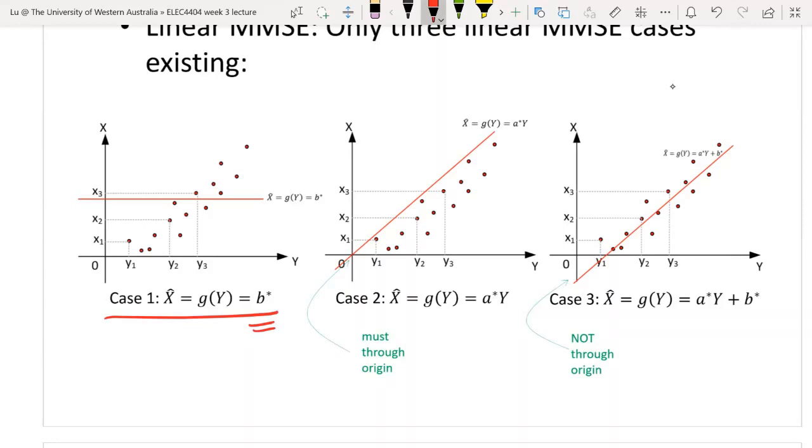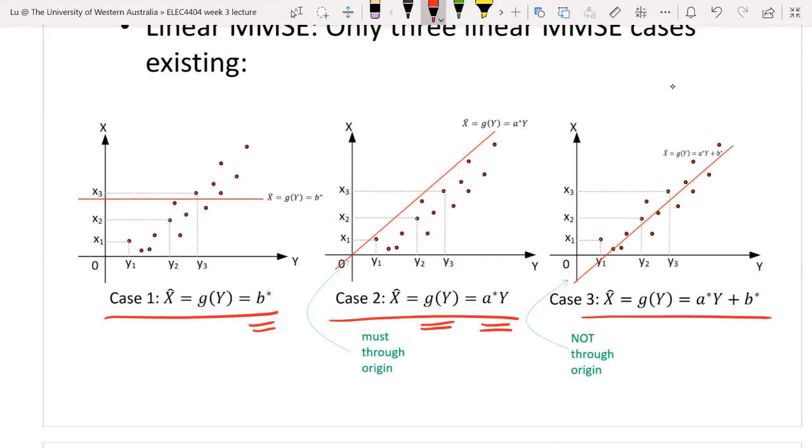And the second option is this one. In this case, the g function is equal to a times y. A is a constant. A times y means this is a linear segment crossing the origin, going up or going down, depending on the sign of a. And case 3, x equal to ay plus b. This is still a linear case because the order of y is 1.